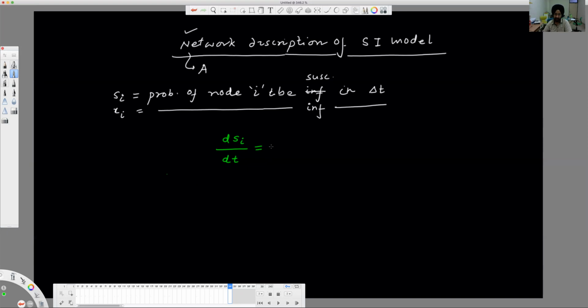So, again, this is going to be minus beta times something, right? Now, minus beta times SI remains the same. What is the probability that it is susceptible? So what was the probability to be susceptible times... See, a node has to be susceptible to get infection, isn't it? So I think the earlier thing was fine. Let us first understand the xi. That would make sense.